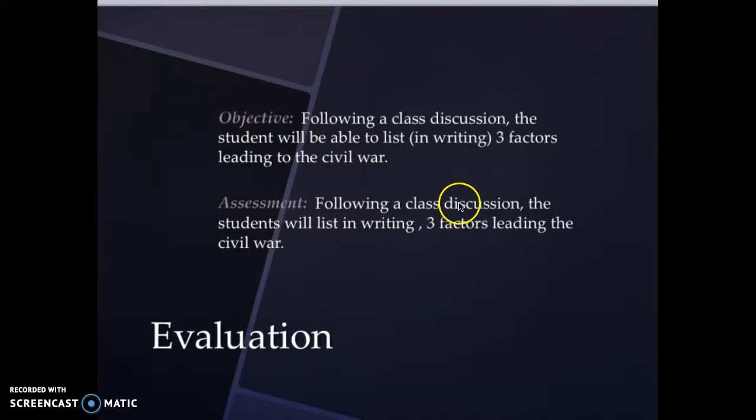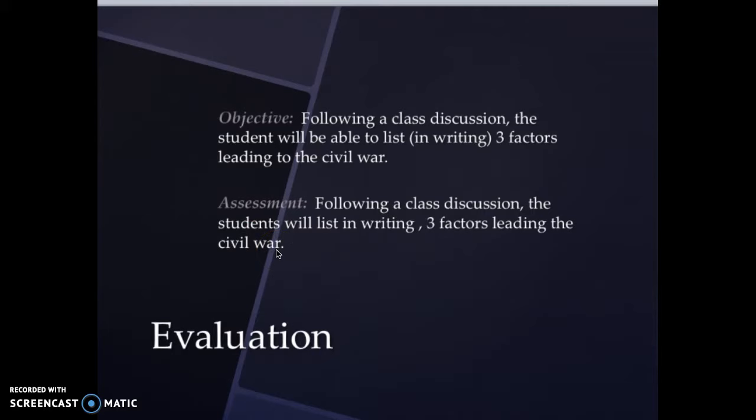The assessment is following a class discussion, the students will be able to list in writing 3 factors leading to the Civil War. Interesting in that they are basically identical. This tells us that the activity will be a class discussion, and the students will be expected at the end of that class discussion to write out the 3 factors leading to the Civil War. The assessment is students listing in writing 3 factors leading to the Civil War.